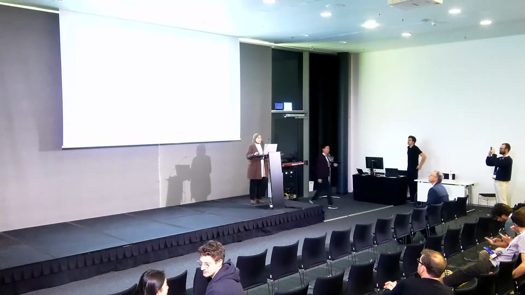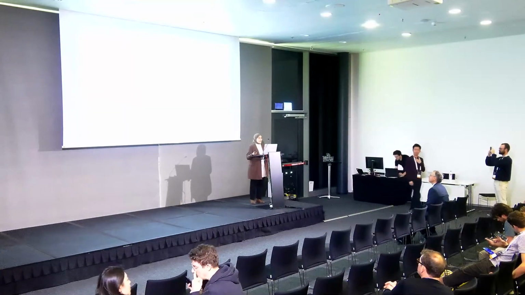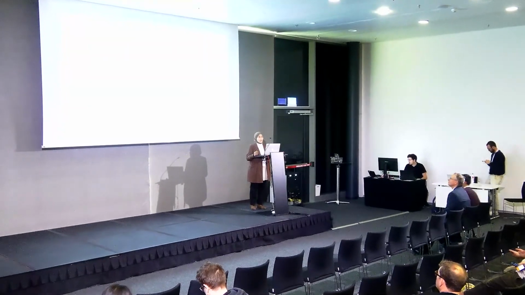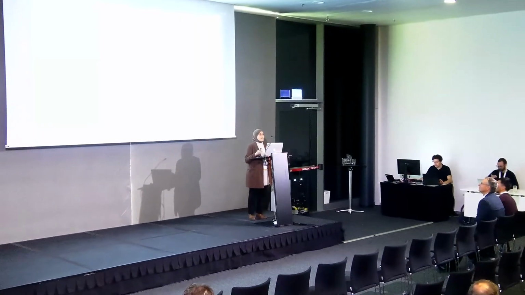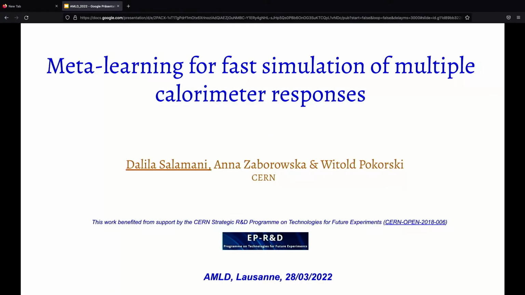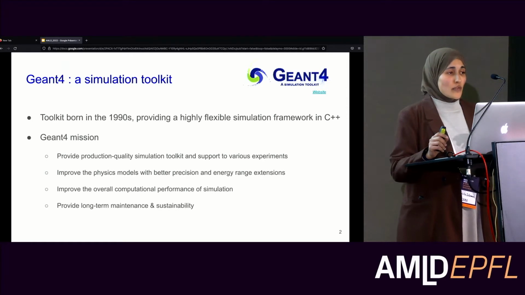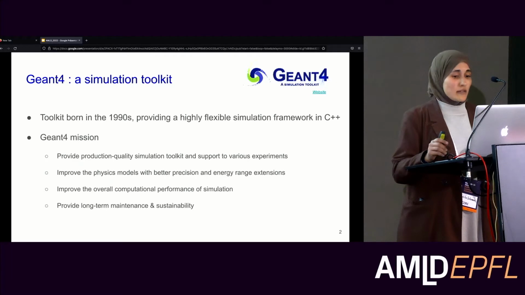So today I'll be talking about how machine learning is used in high energy physics to model multiple detector geometries' responses, and more specifically, the calorimeter subdetector, and this is in a high energy physics context. So when we talk about detector simulation, we have to talk about Geant4, which is a toolkit that provides a highly flexible simulation framework in C++. And Geant4 is actually the cornerstone for simulation of Large Hadron Collider experiments at CERN.